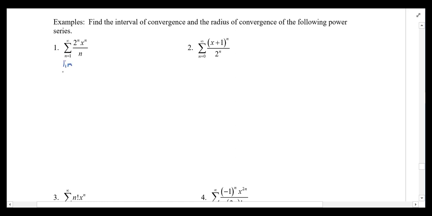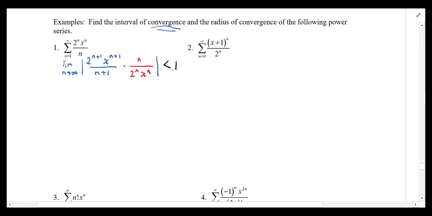The limit as n approaches infinity, absolute value of the next term, so 2 to the power n plus 1, times x to the power n plus 1, all over n plus 1. And yes, we're going to divide by the original, which is the same thing as multiplying by the reciprocal. So let me just write that down. And just like what we did last time, we need to simplify this. And because I told you this converges from the ratio test last time, I know that this must be, you got it, less than 1.